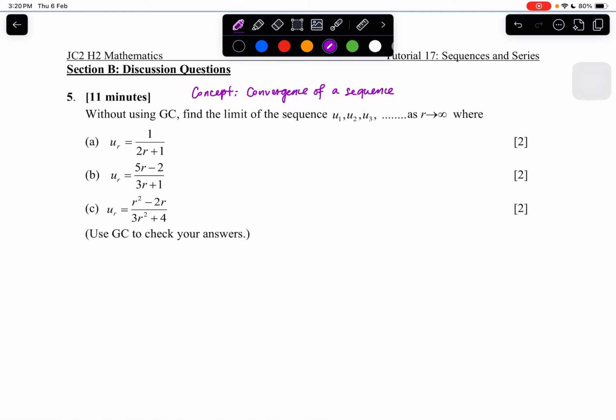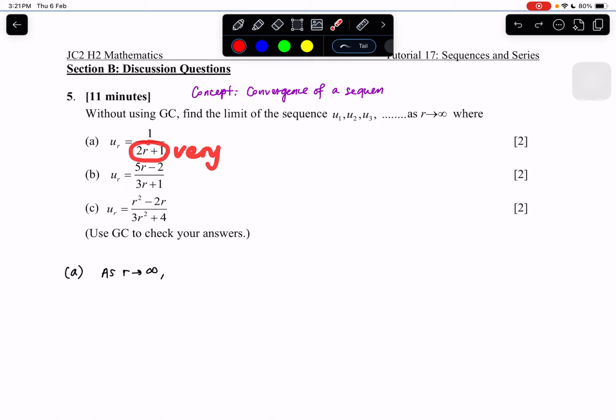So let's start directly with part A. First, as r goes to infinity, let's analyze what happens to this expression. As r goes to infinity, the denominator will be very, very big. So 1 over a very big number will approach 0. So our u_r, which is 1 over 2r plus 1, will approach 0.